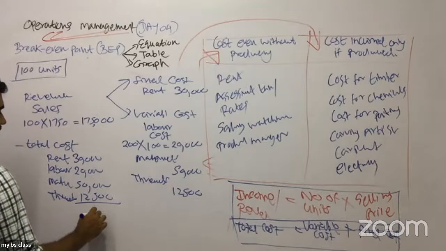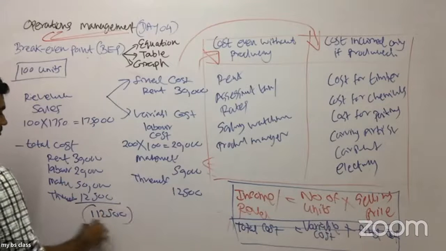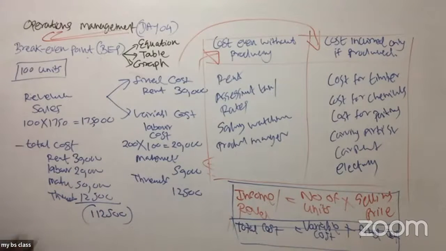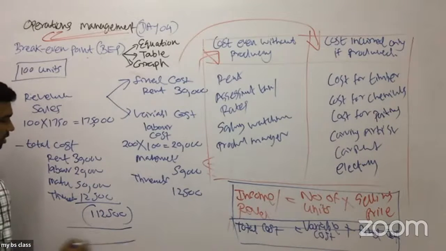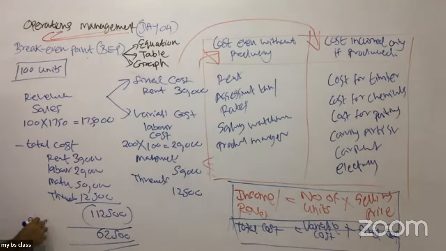So all together, this is your revenue. Revenue minus your cost. How much are you getting? Your profit is 62,500.